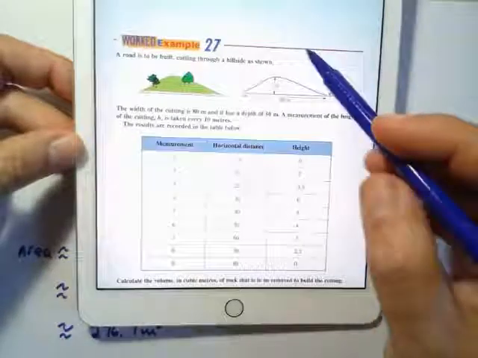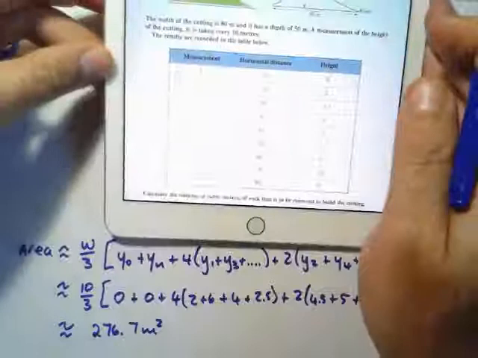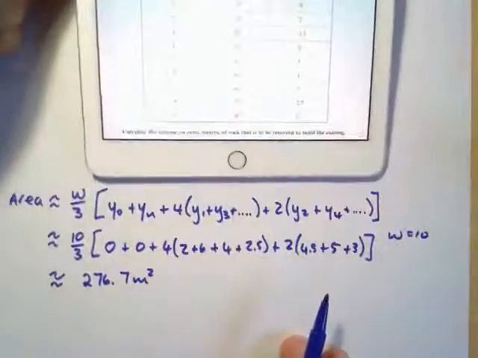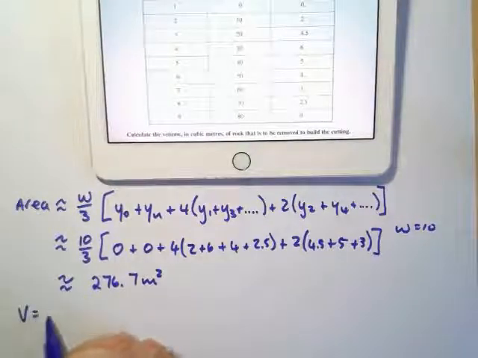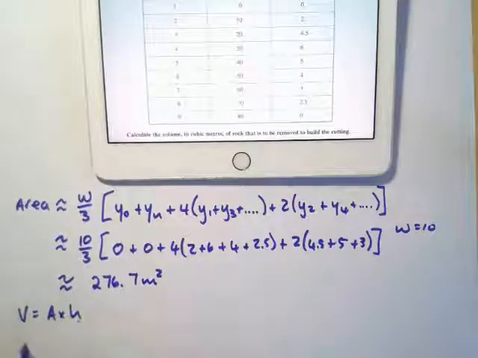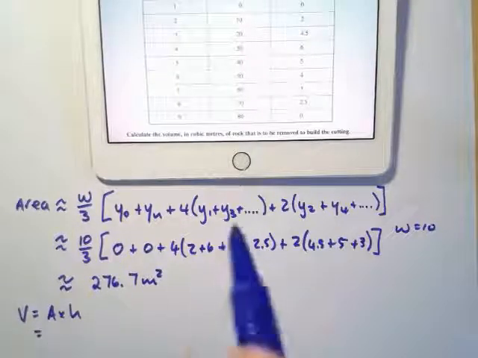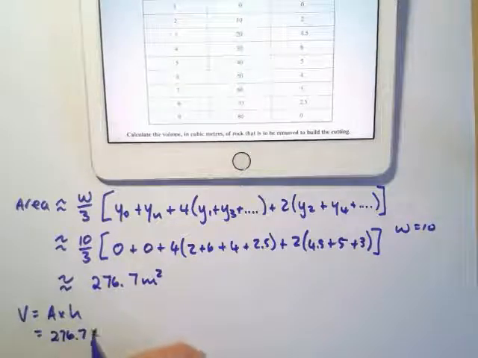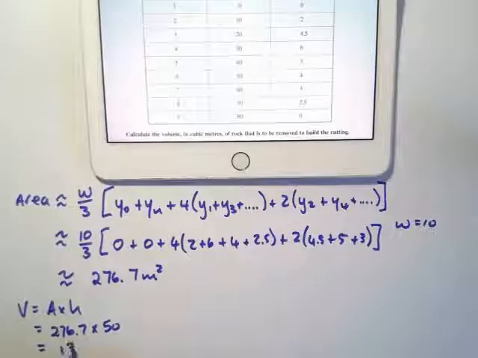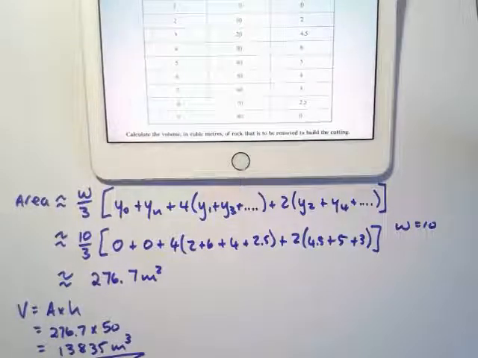Now that square meters will then be going for 50 meters in there. So I'm just going to move everything up so we have space. I'm going to say then the volume equals the area times, now usually that's the height, so it's the height that actually goes into the board. So it's 276.7 times the width it goes in, times 50, and then my answer is 13835 meters cubed. So that's the volume of rock that needs to be removed.